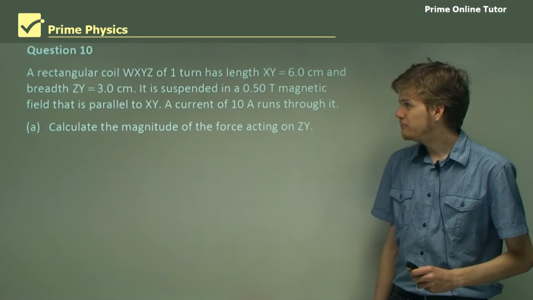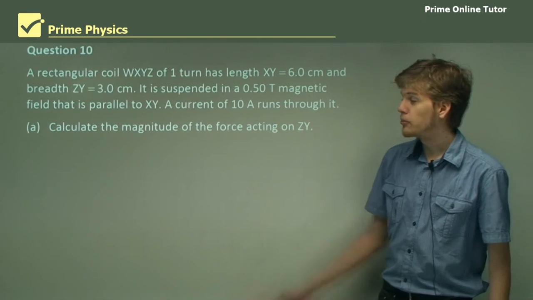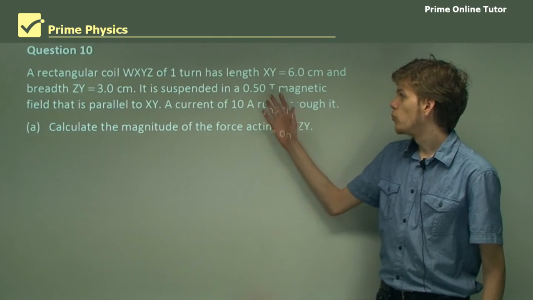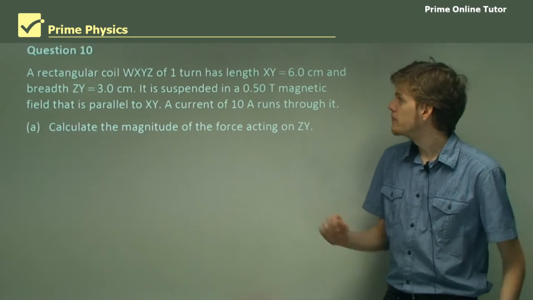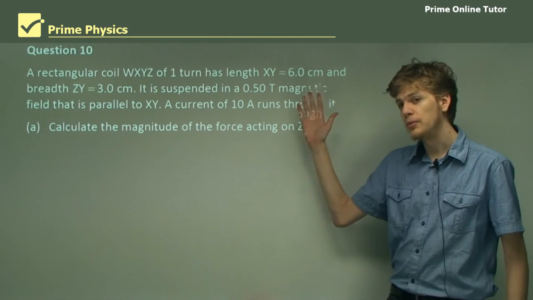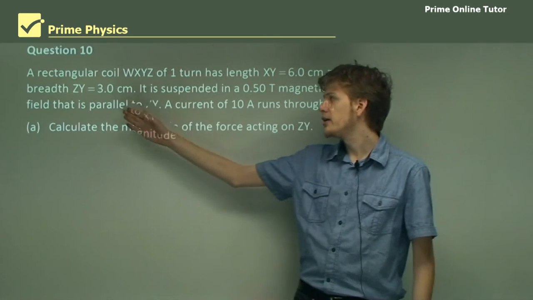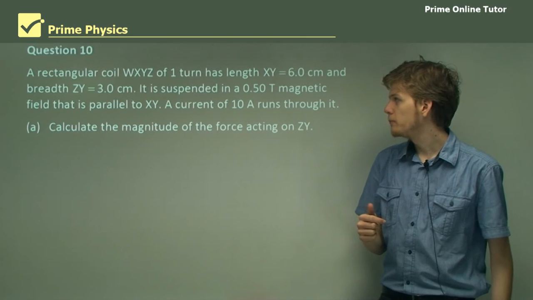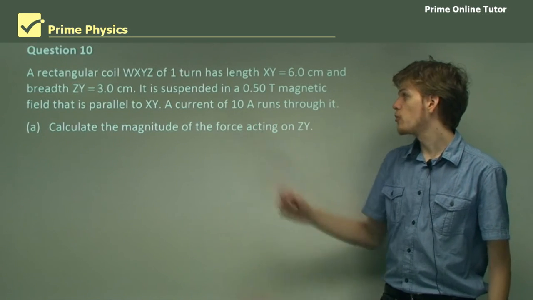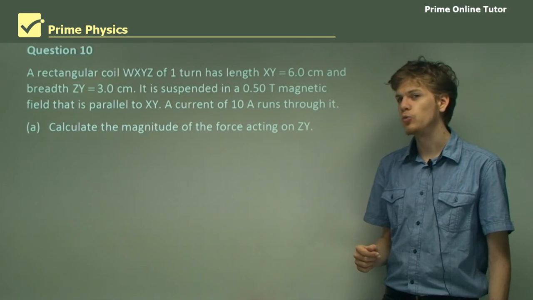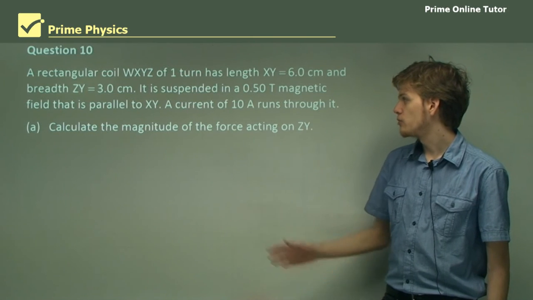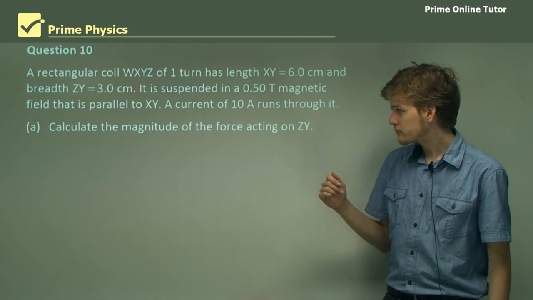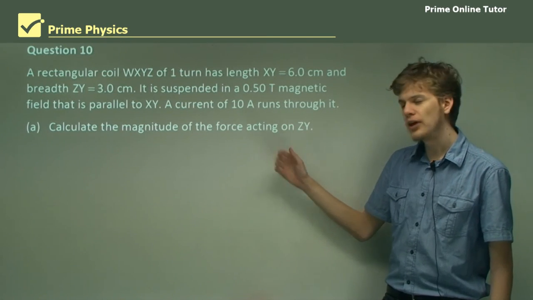Question 10. A rectangular coil, WXYZ, of one turn, easy enough, has a length XY equals 6 centimeters and a breadth ZY equals 3 centimeters. So it's a bit smaller than our previous coil. It's suspended in a very strong magnetic field that is parallel to XY. A current of 10 amps runs through it. Calculate the magnitude of the force acting on ZY.